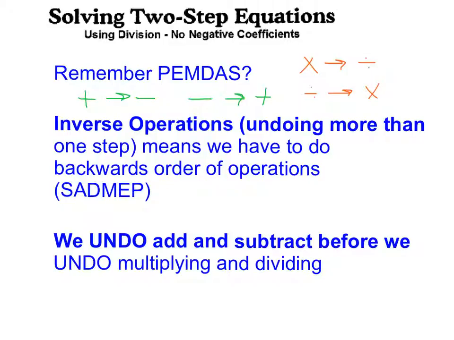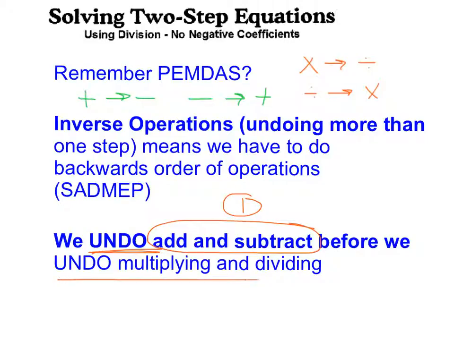So when we are working on solving two-step equations, it means that we are undoing, or reversing, more than one step. And when this happens, we have to do the order of operations backwards. So it's SADMEP instead of PEMDAS. So the biggest rule that you have to remember is that we undo that adding and subtracting first before you can undo multiplying and dividing.